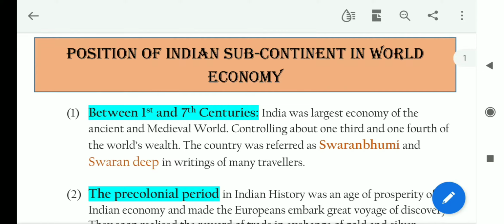Now we are talking about the time period between 1st and 7th century. At the time, India was the largest economy of the world. Even if we consider the entire world's economy, one third to one fourth part was in India. Many foreigners who visited India mentioned this in their books. They referred to our country as Swaran Bhumi and Swarandeep. So India was very prosperous. It had the largest economy of the world.